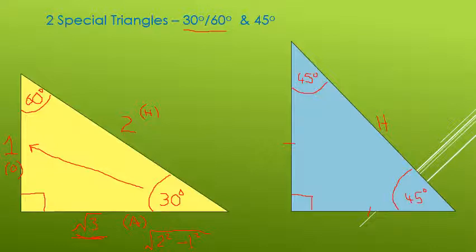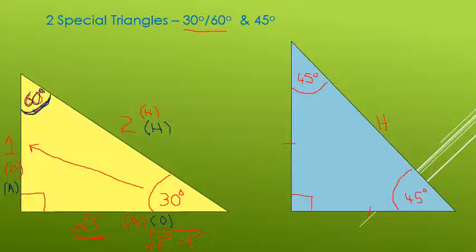If I was looking at the 60-degree triangle, then this is still the hypotenuse of the right angle triangle, but this number over here, the root 3, would now become the opposite of 60, and the side over here, the 1, would be the adjacent to 60. So it depends which of the two angles we're looking at, whether 60 or 30 down the bottom corner, as to where the opposite and adjacent are.